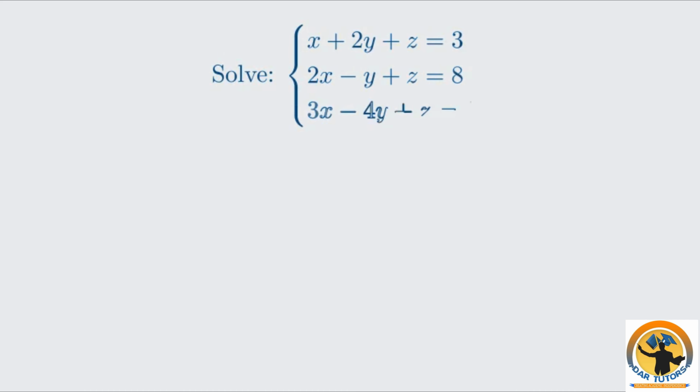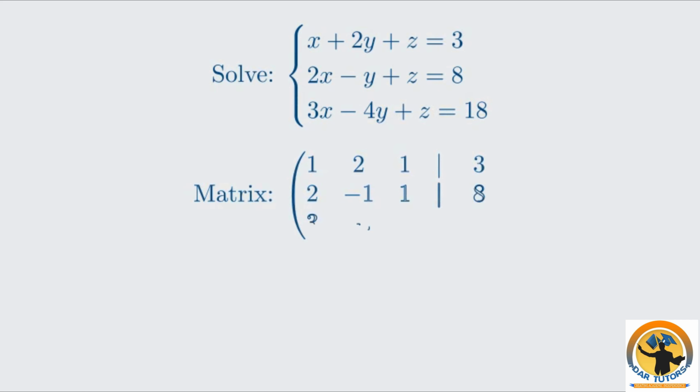Not all systems have a unique solution. Let's see what happens when a system is inconsistent, meaning it has no solution. Consider the system x plus 2y plus z equals 3, 2x minus y plus z equals 8, and 3x minus 4y plus z equals 18. The augmented matrix is 1, 2, 1, 3 in the first row, 2, -1, 1, 8 in the second, and 3, -4, 1, 18 in the third.